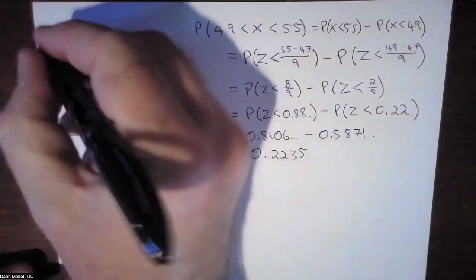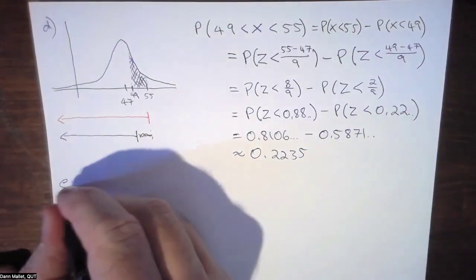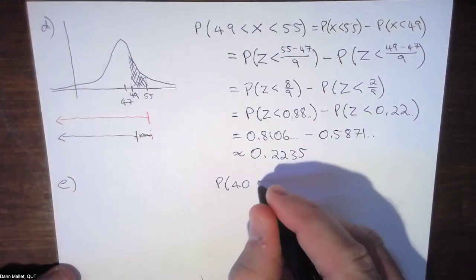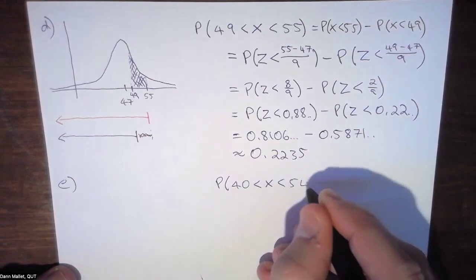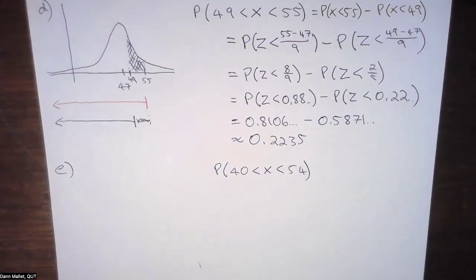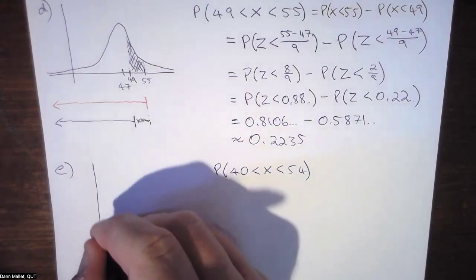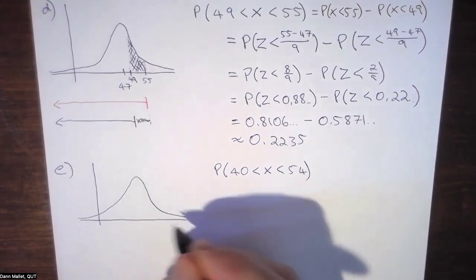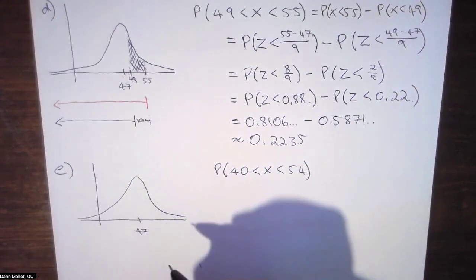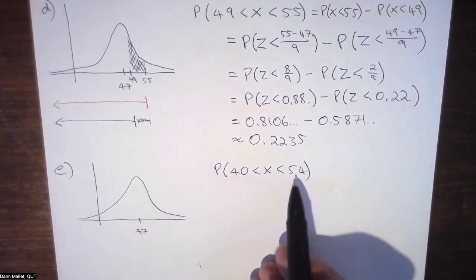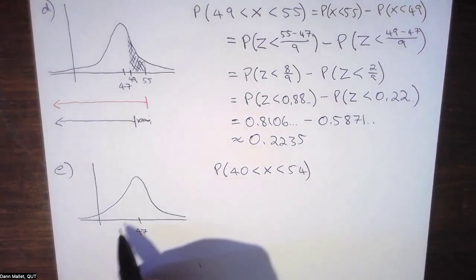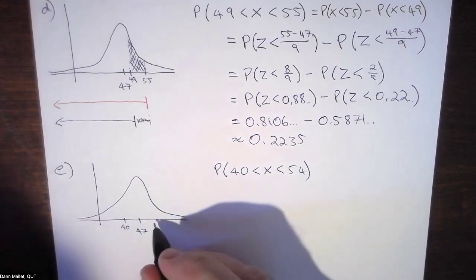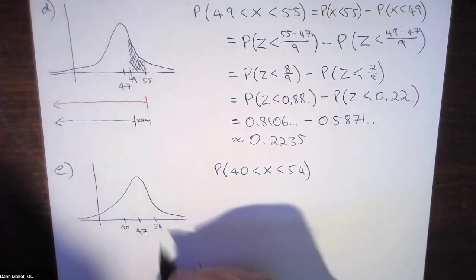Final problem, part E, asks us to find the probability that X is between 40 and 54. Now, sketching this situation, we have a mean of 47. This time, the two values that we're looking for X between are across the mean. So we have 40 to the left and 54 to the right.